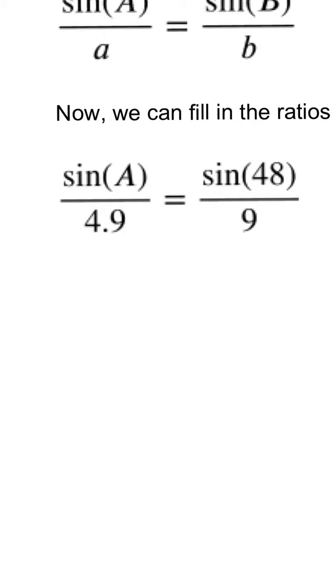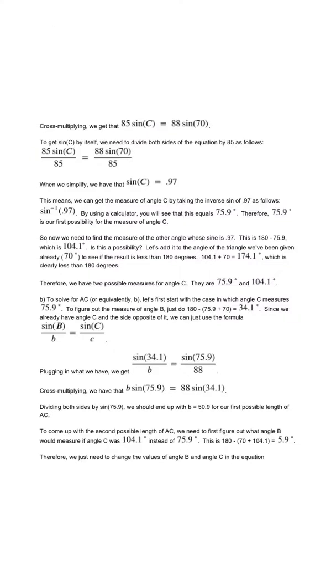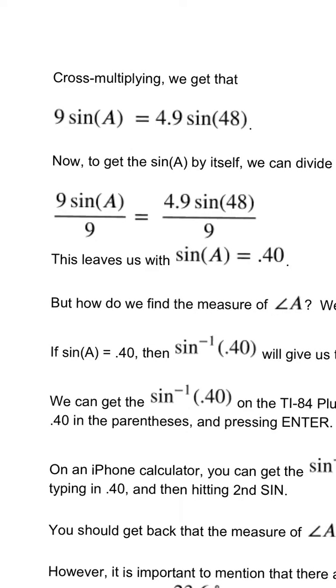Now what we can do is some cross multiplication in order to solve for the angle at A. So we're going to multiply 9 times the sine of A, and then we're also going to multiply 4.9 times the sine of 48, and then we're going to set the results equal. Now after cross multiplying, when we do 9 times the sine of angle A, we just get 9 sine A, which is what we have right here. And then when we do 4.9 times the sine of 48, we just get 4.9 sine 48. So then we just set those two results equal to each other.